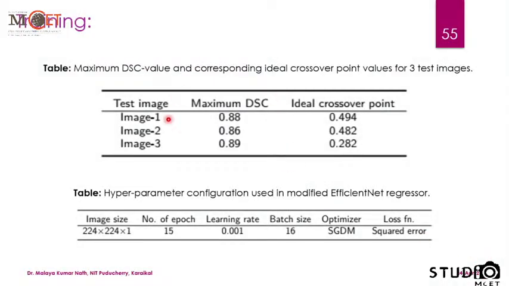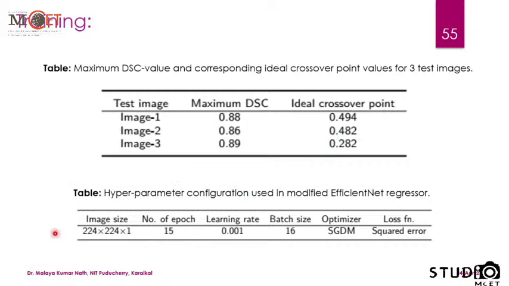If we look into the tabular representation of these values for test images 1, 2, and 3, the maximum Dice similarity coefficient for image 1 is computed to be 0.88, whereas the ideal crossover point is found to be 0.494. For image 2 it is 0.86 and the ideal crossover point is 0.482, and for image 3 it is 0.89 and the crossover point is 0.282. This is for illustration purposes.